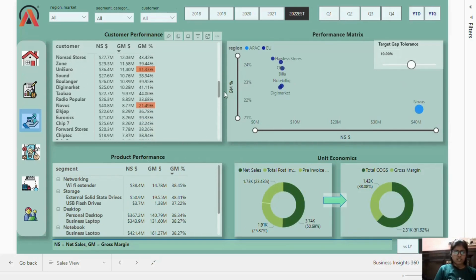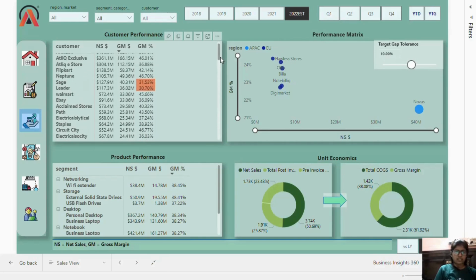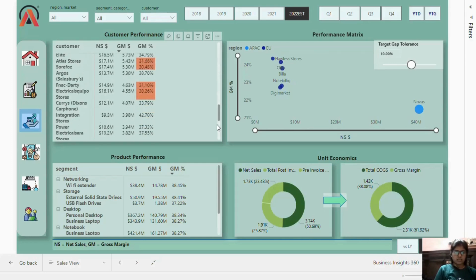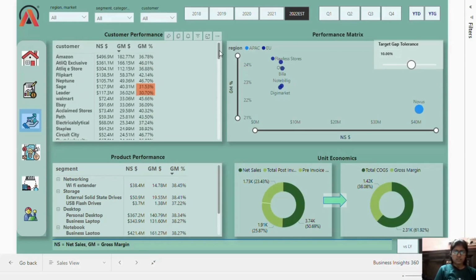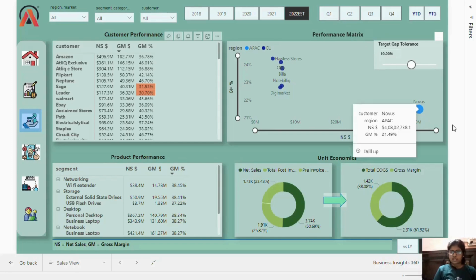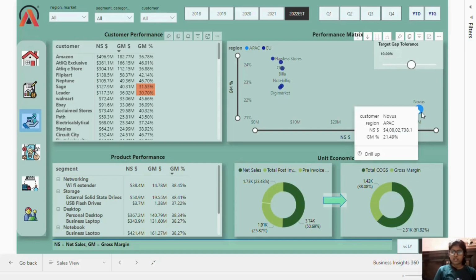Similarly, here I used conditional formatting to highlight the customers who have not met the targeted gross margin. So you can see that these are the customers. And here is the performance metrics chart. A customer named Novus, you can see that Novus has a very high net sales but a very low gross margin. While there are some customers who have a very high gross margin but low net sales.